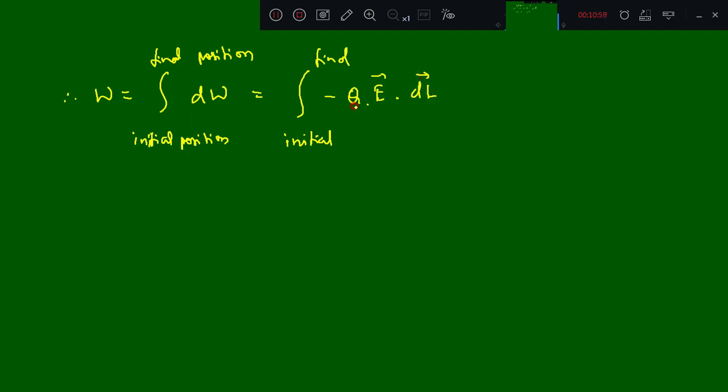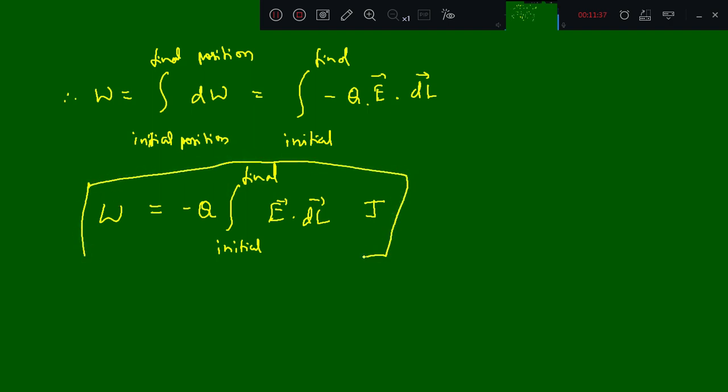Okay, so I have taken Q here because we can take not only the test charge, we can take any charge which represents the Q value. The Q is a constant term, so I will take it out as minus Q, since the charge is constant, and the integration is only from initial to final with respect to E dot dl. This is in joules. So this you have to remember. This equation is very important.